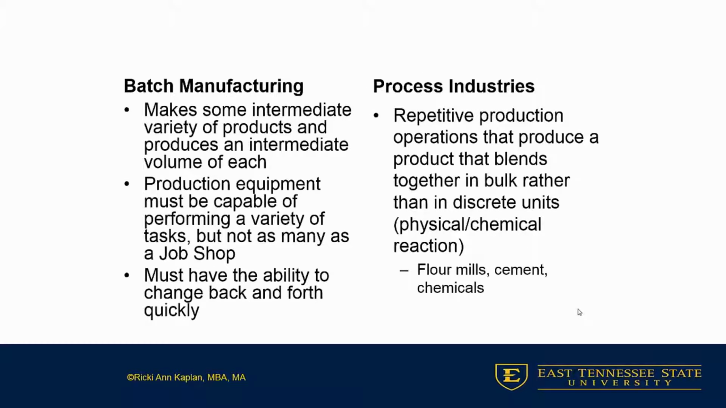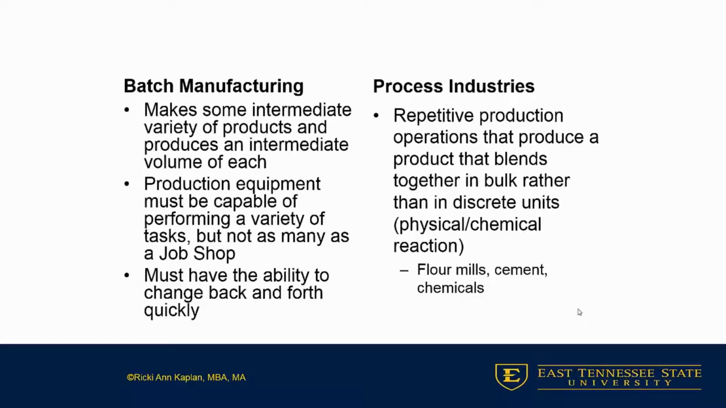Batch manufacturing has some type of intermediate amount of products. They have a variety in there and it produces intermediate volume of each. Production equipment must be capable of performing a variety of tasks, not as many as a job shop, but still a greater variety, and must have the ability to change back and forth quickly. This is your setup time. How long does it take and what's the cost to set up? They have to be cheap setups and they have to be able to change quickly because we're making smaller batches of things, and so we have to be able to change the equipment quickly to make a different product.